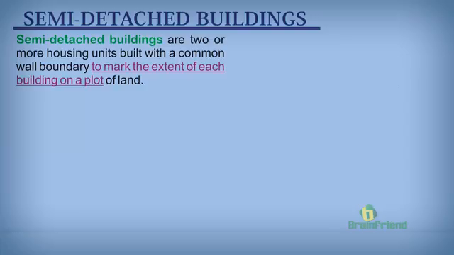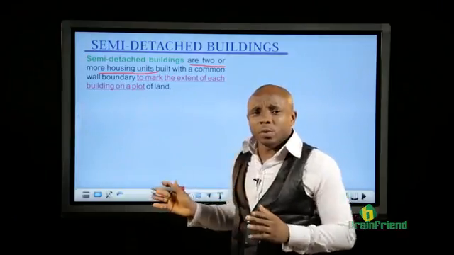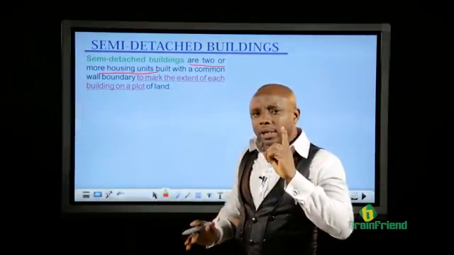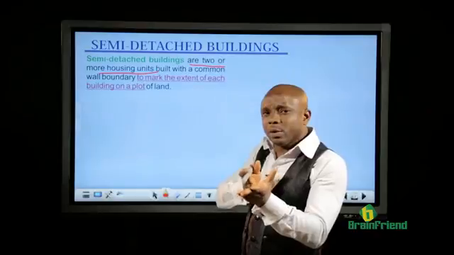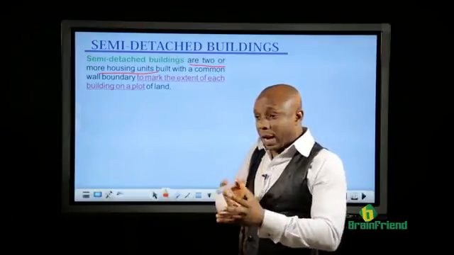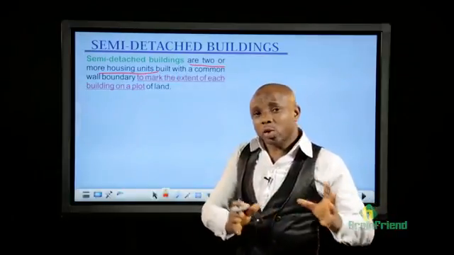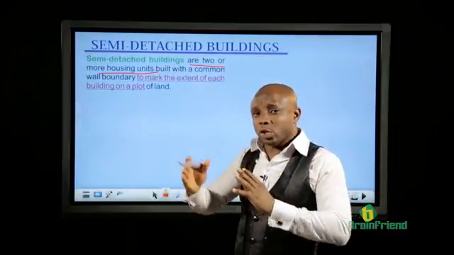Now, let's move on to discuss semi-detached buildings. Now, these are buildings that have 2 or more housing units built with a common wall boundary. Now, for semi-detached buildings, we have 2 separate apartments put together to form one building, but they have been demarcated with a common wall. We can have semi-detached buildings that are in form of bungalow. We can also have semi-detached buildings that are in form of a storey building.